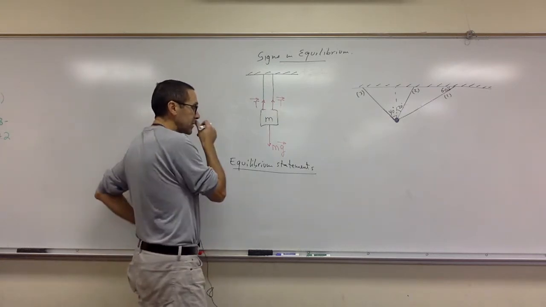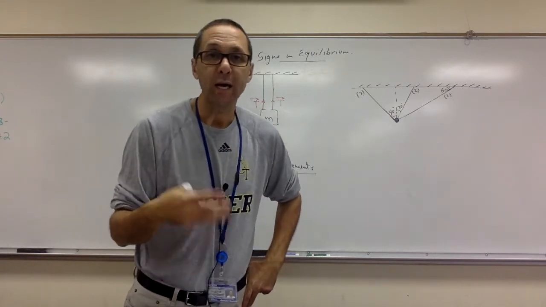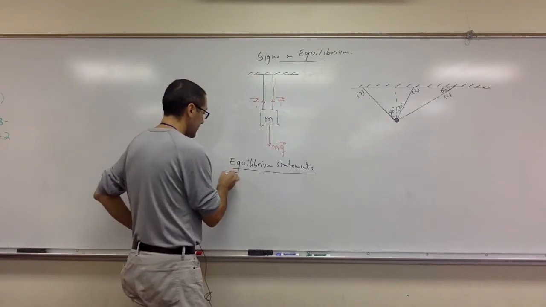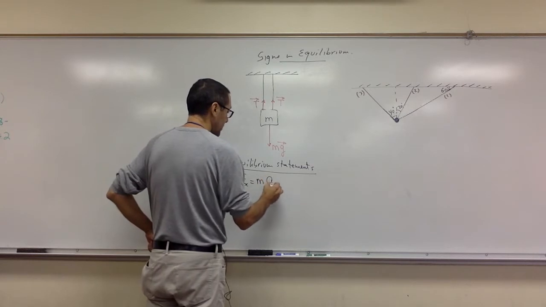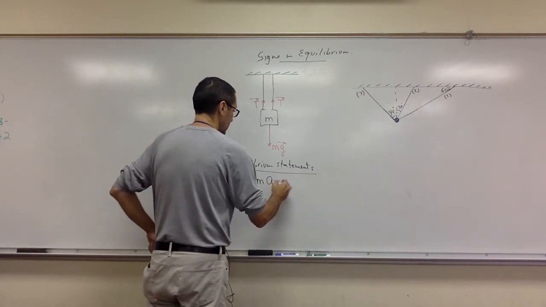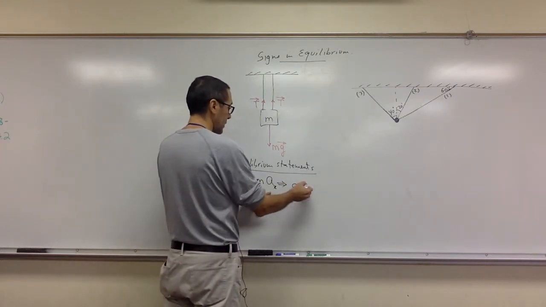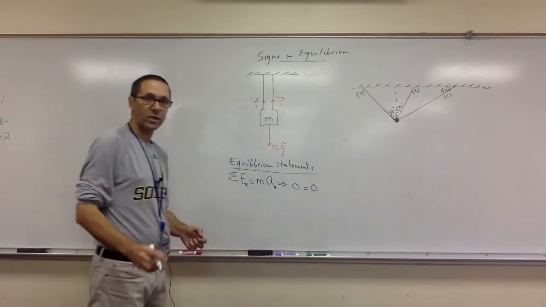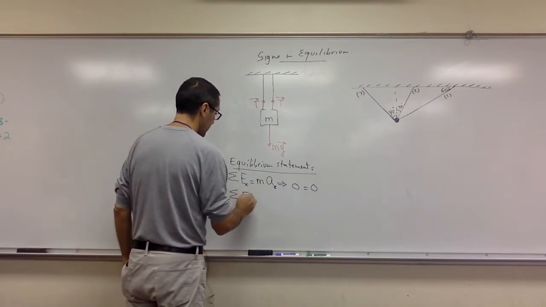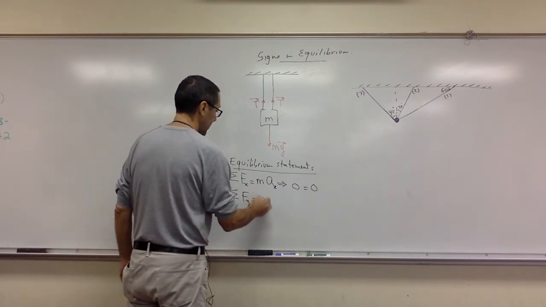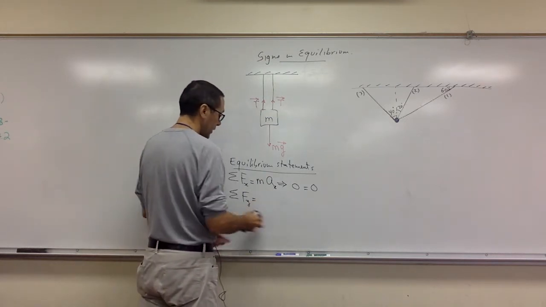So the equilibrium statements are basically writing F net equals ma in the x direction and F net equals ma in the y direction. The sum of the forces in the x direction equals the mass times the acceleration in the x direction. There are no forces in the x direction, and there is no acceleration in the x direction, so 0 equals 0, that doesn't get you anywhere. Now the sum of the forces in the y direction equals m times a in the y direction. But there is no acceleration in the y direction, so that's 0.